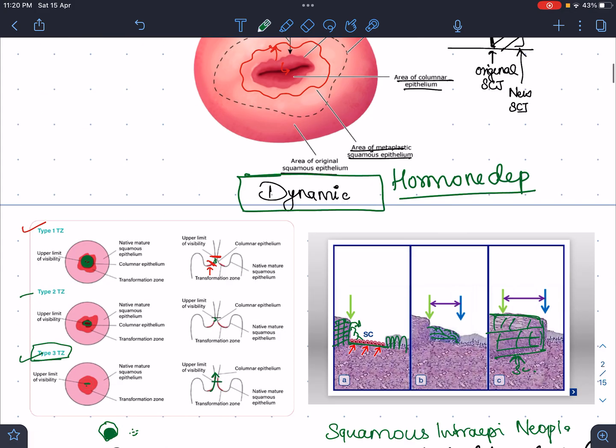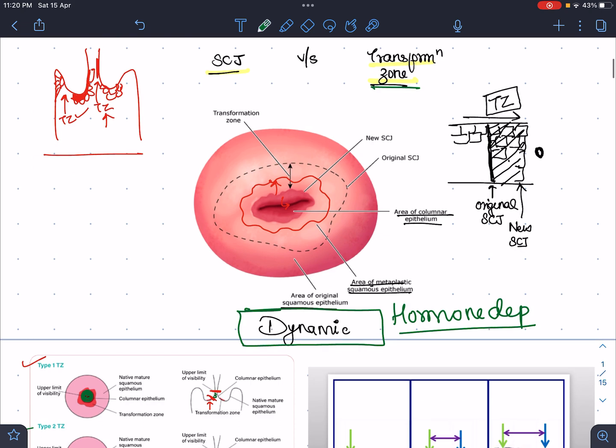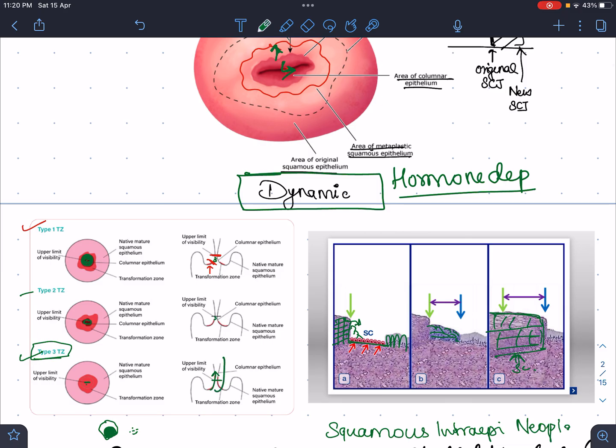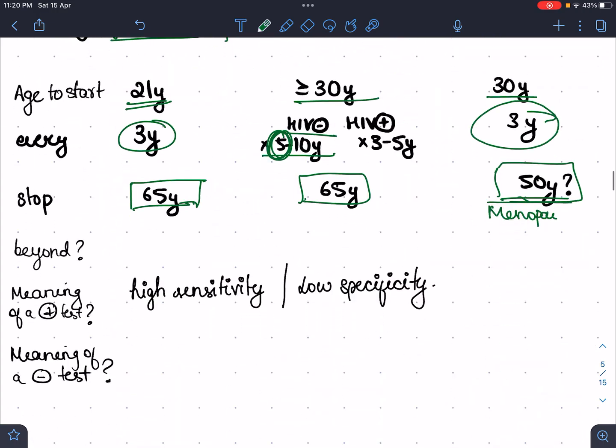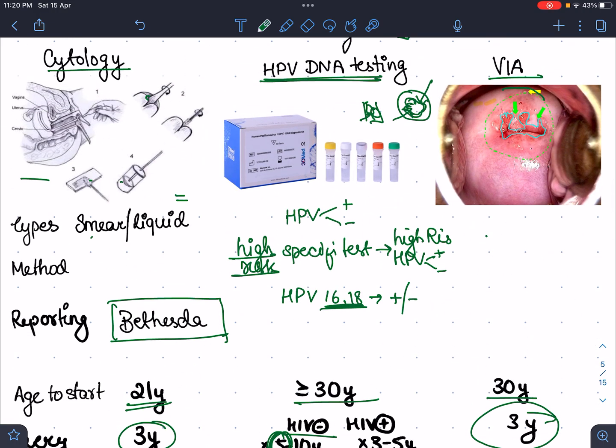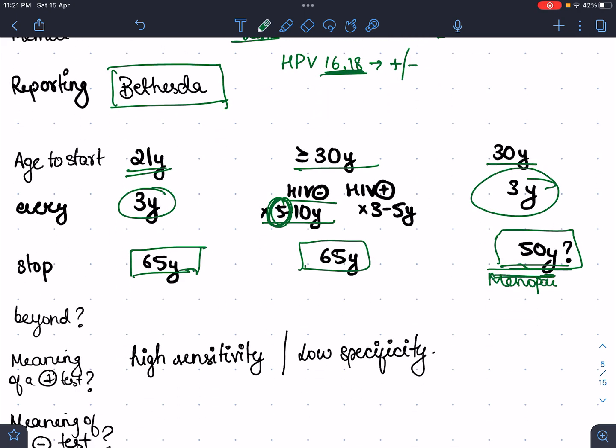Like I had described in this diagram, if estrogen is more, the transformation zone will move out, and if it is less, it will go inside. It will disappear. So if you cannot visualize the transformation zone, where HPV is epitheliotropic, where it tends to infect, and that zone itself has gone inside, what will you see? So we stop VIA at 50 years. Does that mean that we stop screening altogether? No. Then we switch the mode of screening.